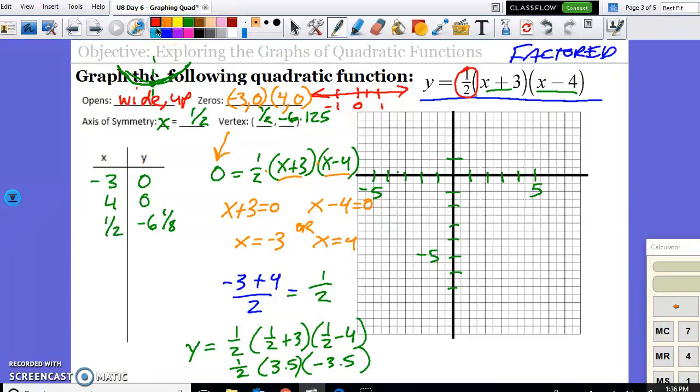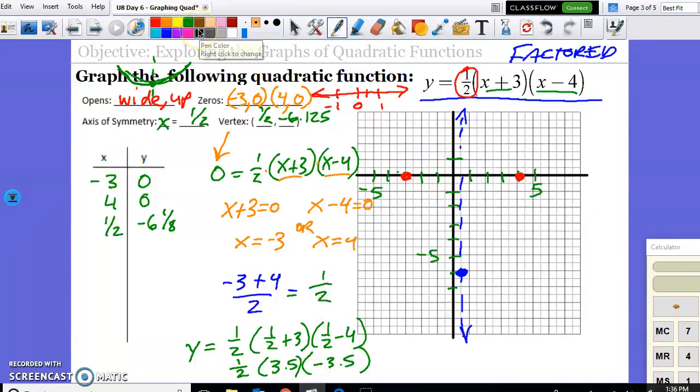All right, let's plot our points. My two intercepts are at -3, +4. There we go. Now my axis of symmetry is going to be at 1/2, so it's going to be conveniently right on this line. There it is. And it's at -6 1/8, so it's going to be down here. 6 1/8 is maybe right there. There's the vertex, that big blue dot.